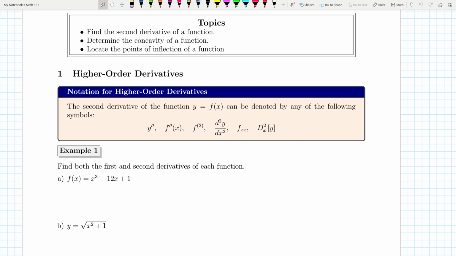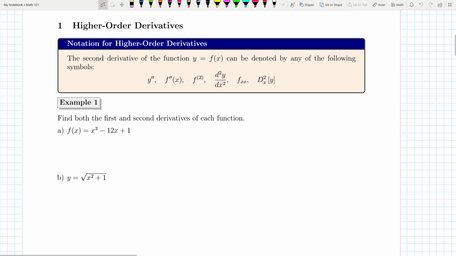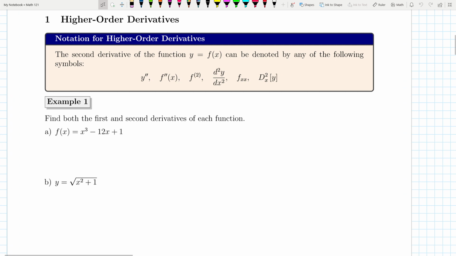So of course, when we have a function, we can find the first derivative, then find the second derivative using the same rules, and then the third derivative, the fourth derivative, etc. However, we're just going to do the second derivative because that's all we need, at least for this process of finding concavity and maximums and minimums and points of inflection.